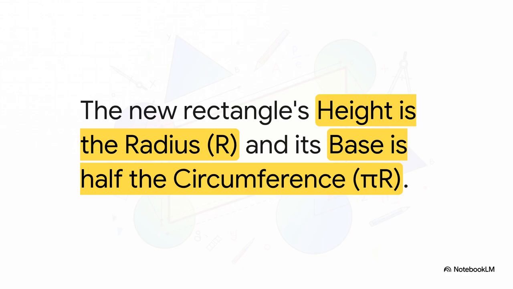So now we just do base times height. That's pi r times r, which gets us the famous formula, pi r squared. How cool is that? Even a circle is basically just a rectangle in a clever disguise.